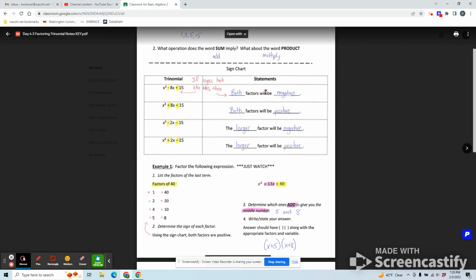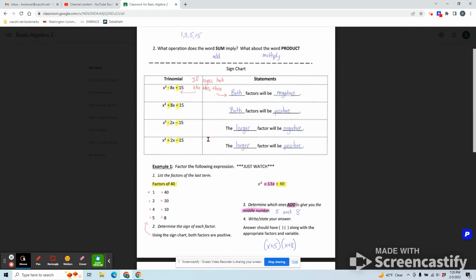Now, right now, this sign chart doesn't make a whole lot of sense because all I've done is read it and I haven't applied it to anything. So in the next example, we'll apply it, and then we'll apply it again for all the remaining examples on today's notes. And you'll see just how beneficial this sign chart is.